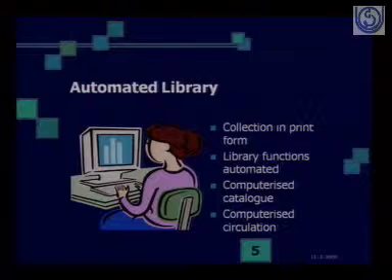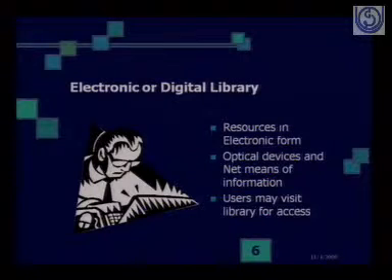Secondly, the automated library. An automated library has its collection in print form, but some or all of the library functions are automated. There is a computerized catalog, there may be computerized circulation, and some other activities may be computerized, but still the physical library is very much there. We should remember that. Next we have the electronic or the digital library. In an electronic or digital library, the resources are in electronic form. There are optical devices and net means of information, and users still have to visit the library for access to documents.